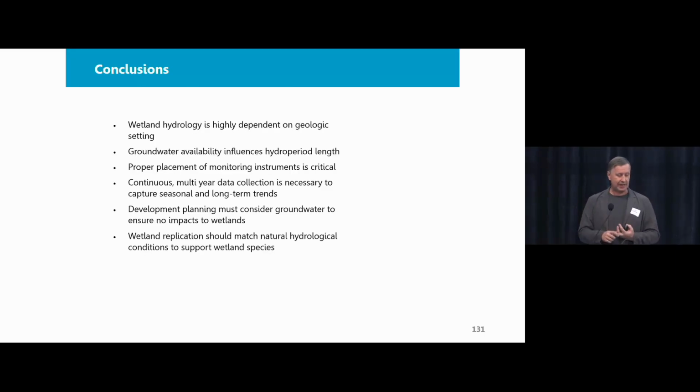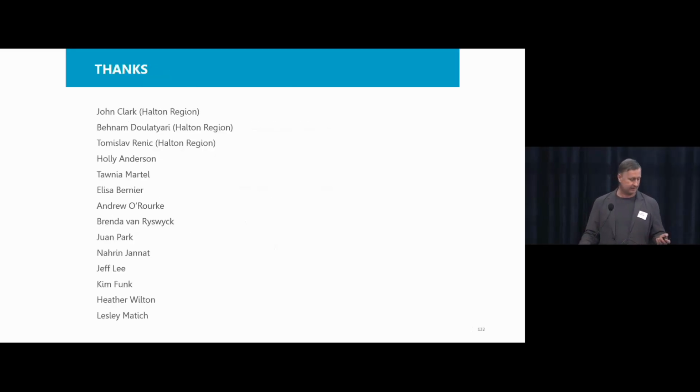And some conclusions: wetland hydrology is highly dependent on geologic setting. Groundwater is very important for wetlands. Proper placement of instruments is very important. And obviously you need continuous multi-year data to come up with any conclusions. Development planning must consider groundwater when we are dealing with wetlands. And wetland replication should match natural hydrologic conditions to support the wetland species.